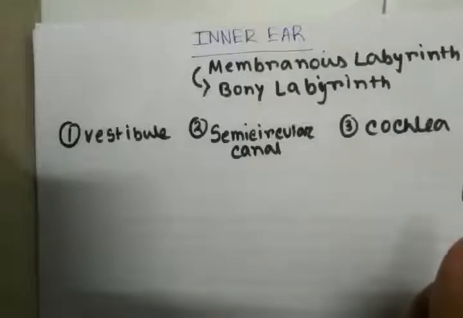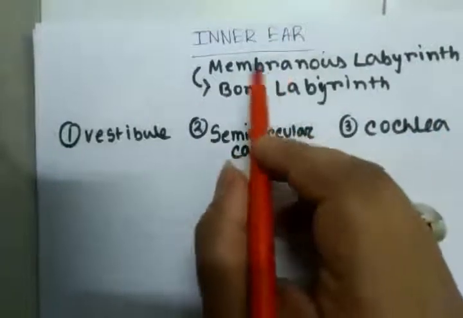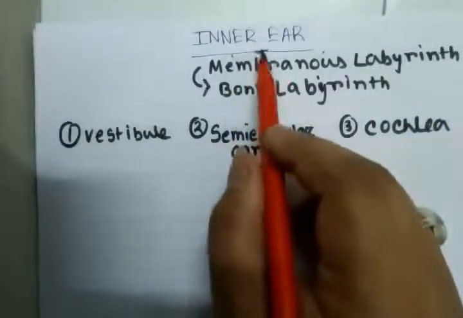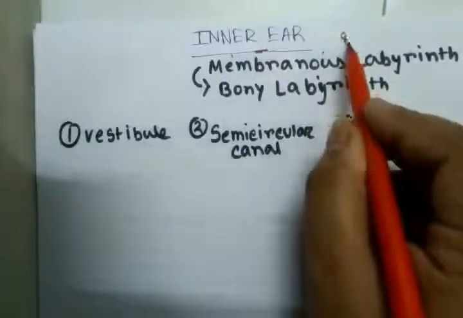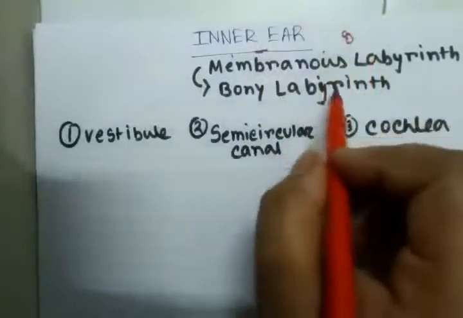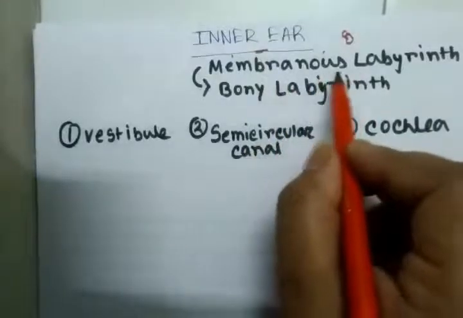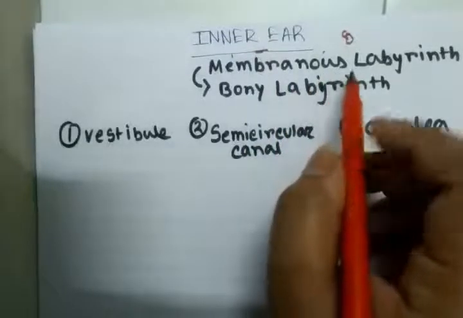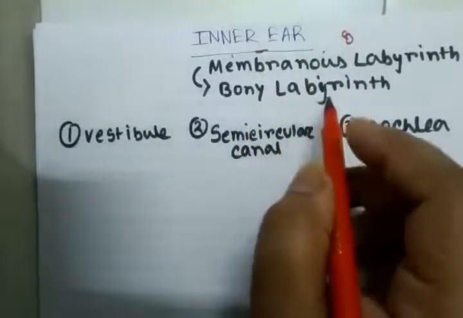Hi everyone, in the previous video I talked about the external and the middle ear, and today I am talking about the inner ear. It is a soft whitish structure and it has many parts, and the soft membranous part is known as the membranous labyrinth and it is placed on the bony labyrinth.